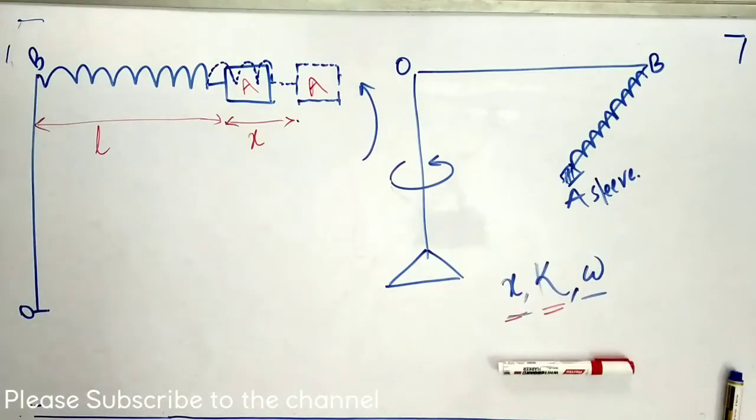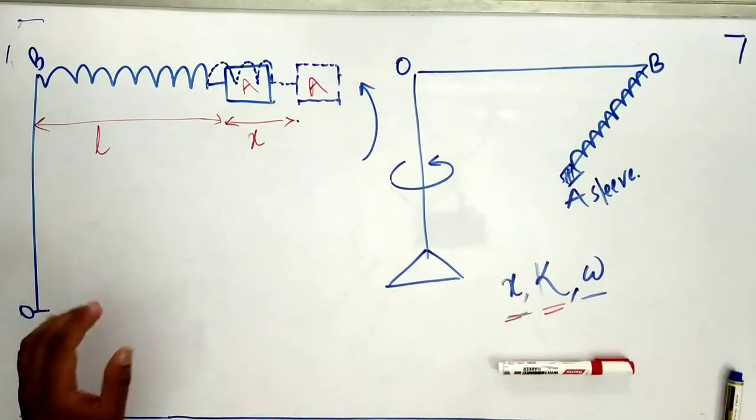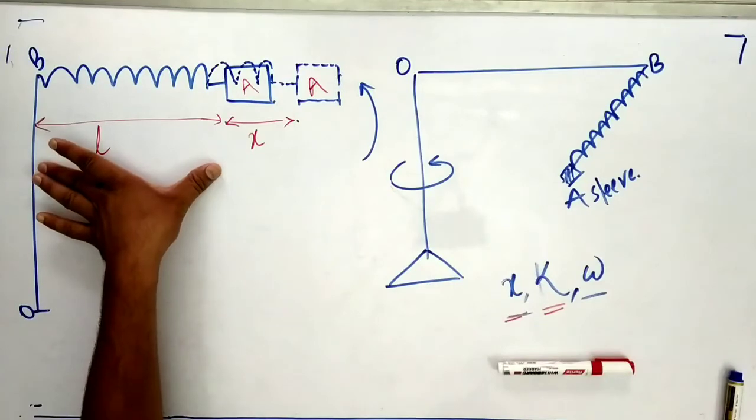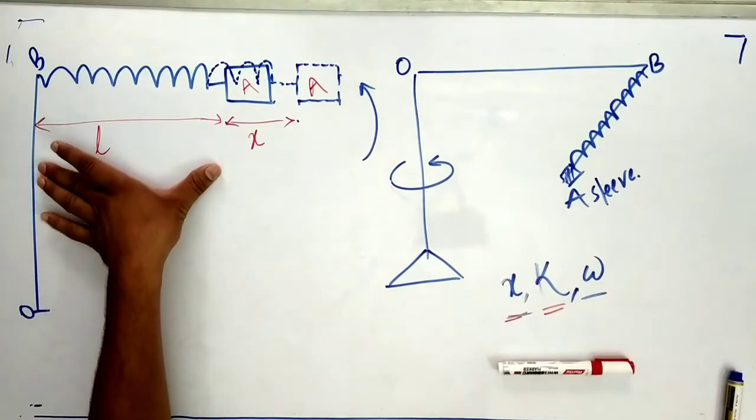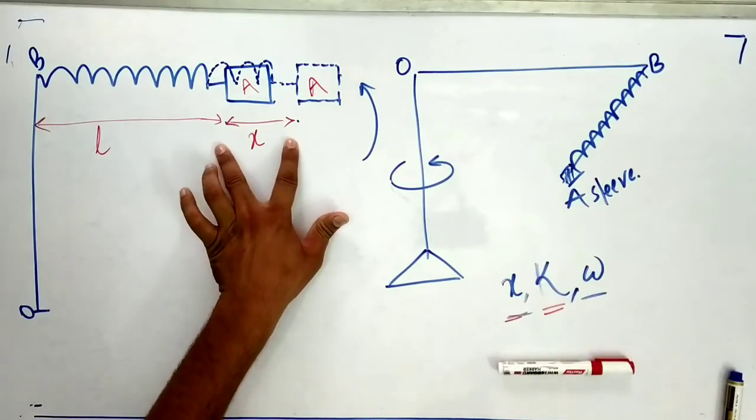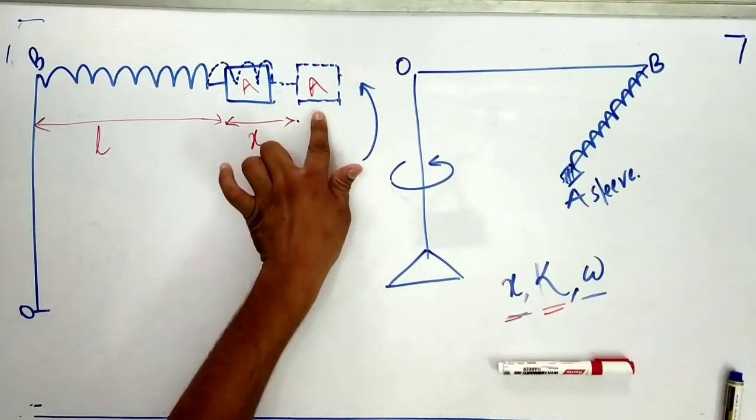Also, we are going to look into the extension in the spring. If the original length of the spring was L, let us assume that the spring has extended by a length X and the new location of the sleeve is A.